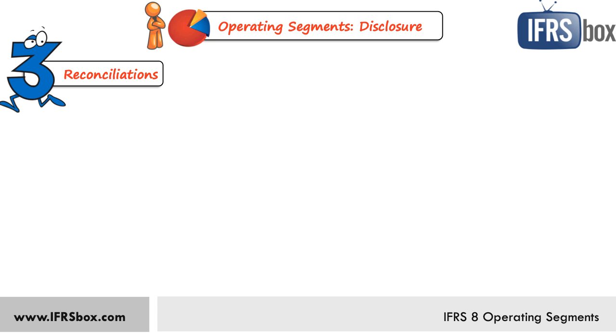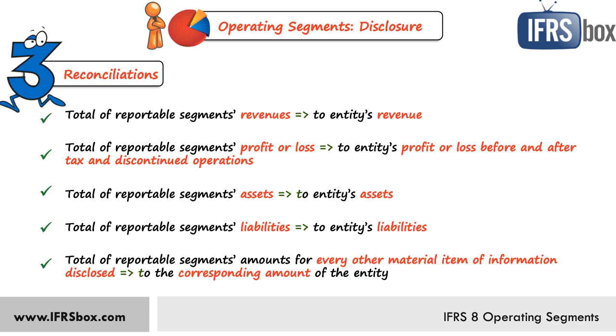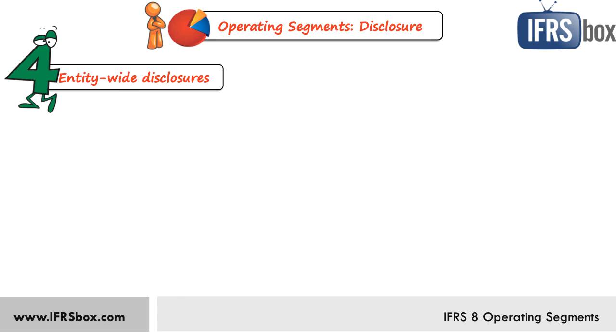Reconciliations are explanations of the relations between individual numbers per segment to total numbers. And as a minimum, you shall reconcile revenues, profit or loss, assets, liabilities, and every other material item of information with corresponding amounts. And finally, the fourth category is entity-wide disclosures, which means that these are not at segment level but at an entity level for all the segments.